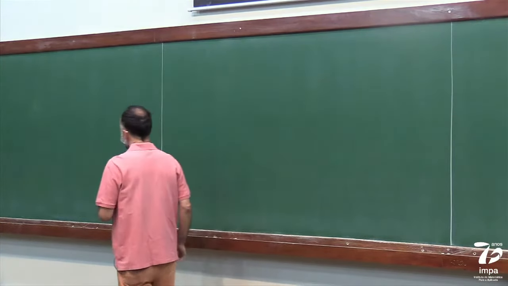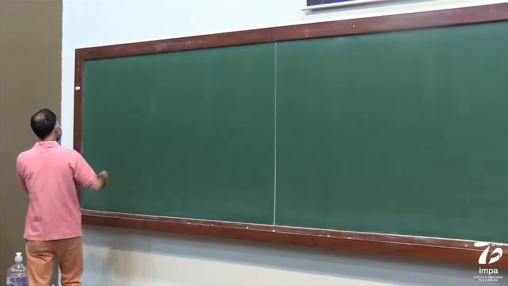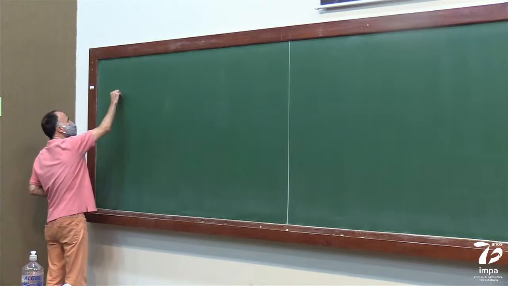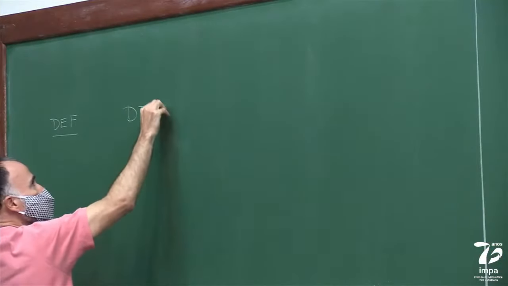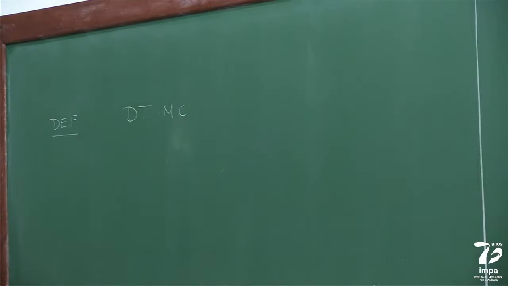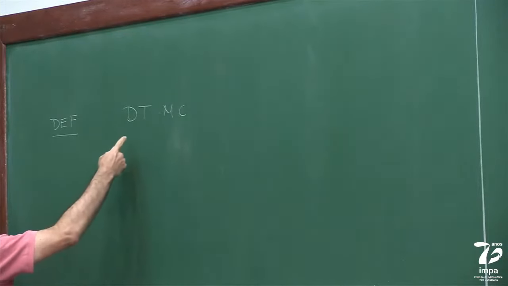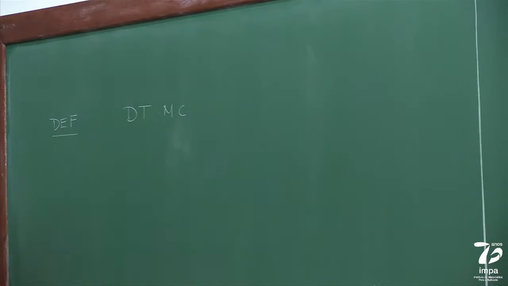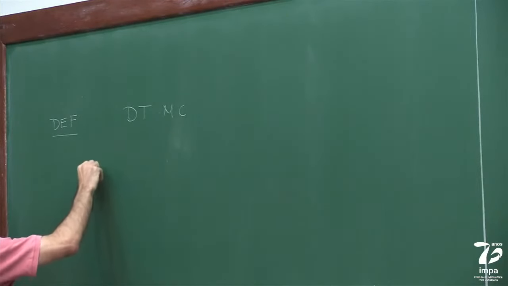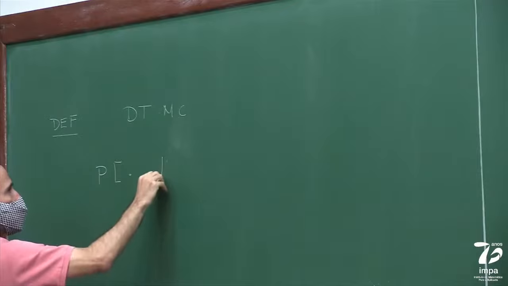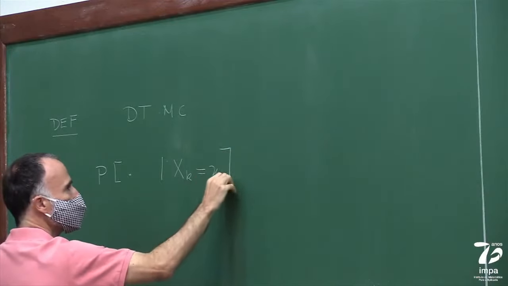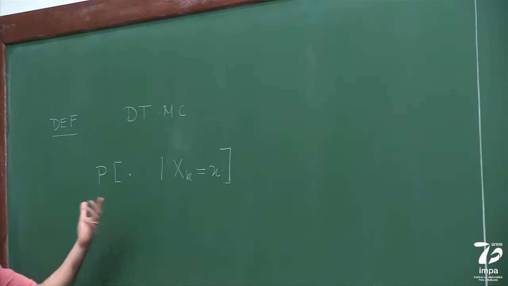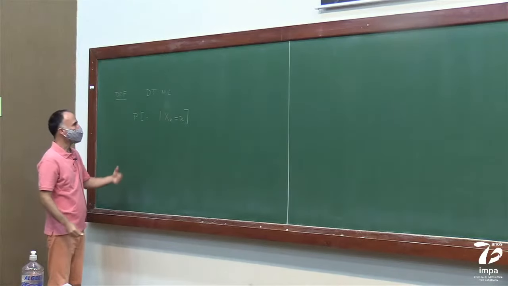Okay, so let me continue what we were doing. So we defined this discrete time Markov chain. And we proved that the very important property about this Markov chain is that if you condition your chain that at some time k it is at some site x, then this probability defines a new Markov chain.